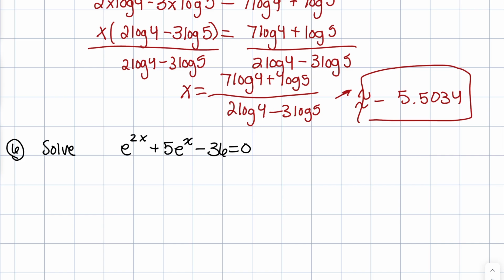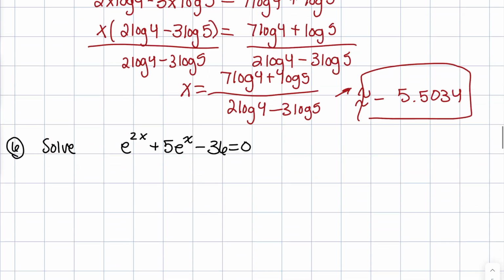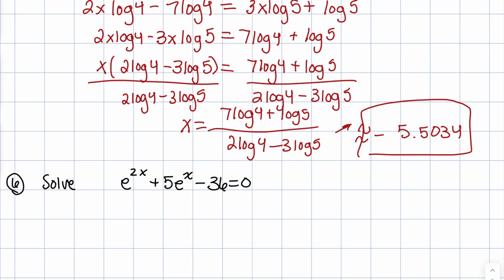Okay, let's solve this exponential equation. So we have exponents on one side and a number on the other side, but we have addition there. So the question is, how are we going to solve this? This is not going to work out the way it did with the other ones. We're not going to be able to just take logs of both sides. So we're going to do a little U substitution method.